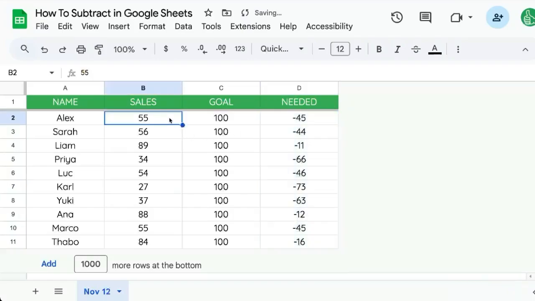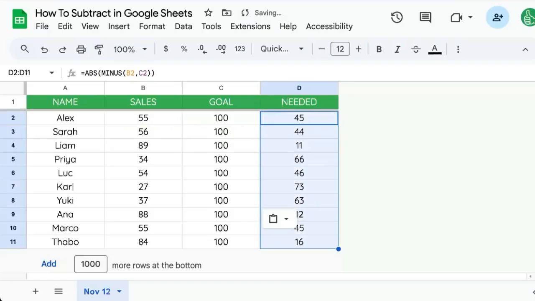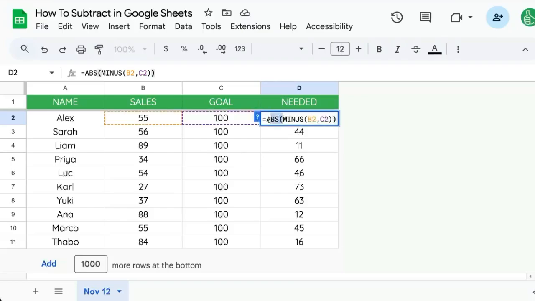But here's an interesting point about subtraction. In this particular case, we just need to know the difference. It doesn't actually matter if it's positive or negative here. It's going to be the same number. We just have to wrap ABS, or absolute, around it, and we get an absolute number, and we know the difference. So this is very interesting if you're trying to subtract two numbers and you literally just need to know the difference between these two numbers. We can use ABS and MINUS here.